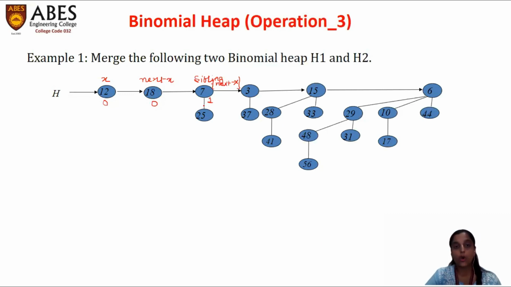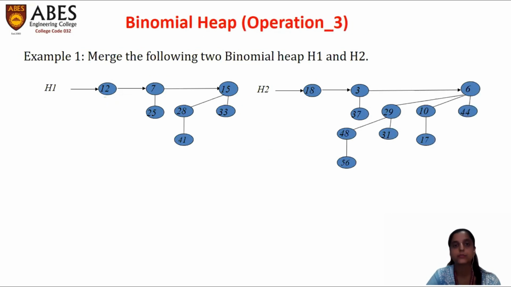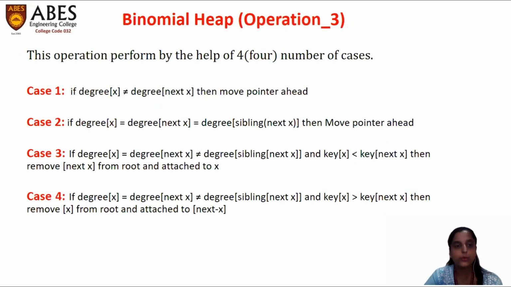So, according to the cases, we have to check which case fits in this particular scenario. Let's go to the previous slide first and check which case will fit here. Here we have degree of x is equal to degree of next x, but it is not equal to the degree of sibling of next x.